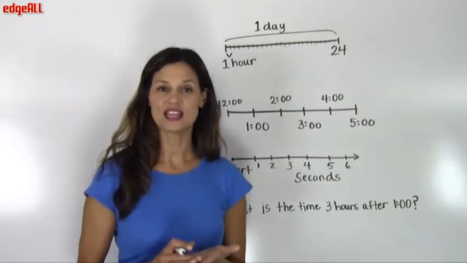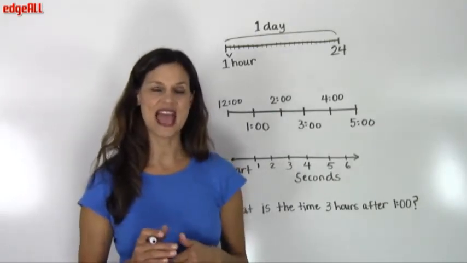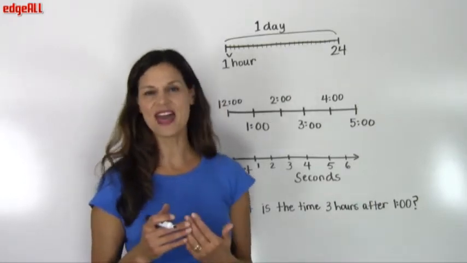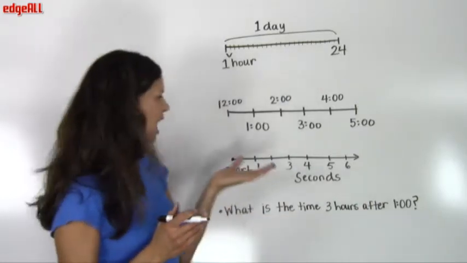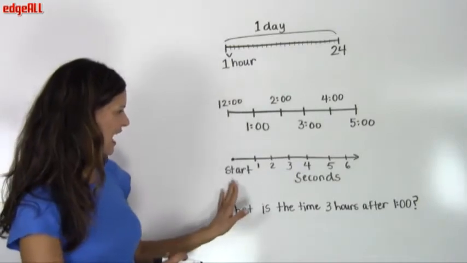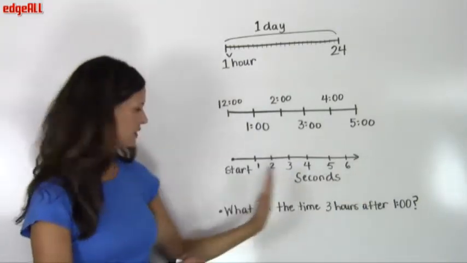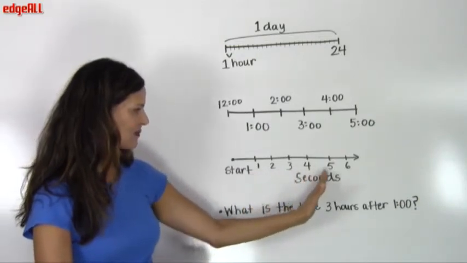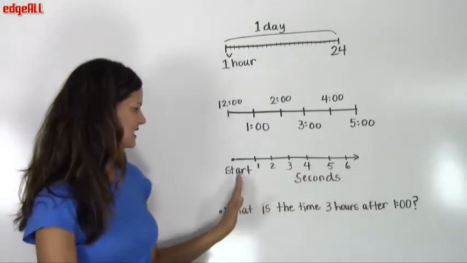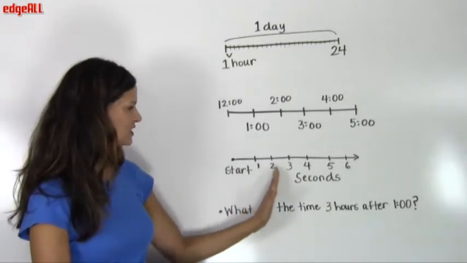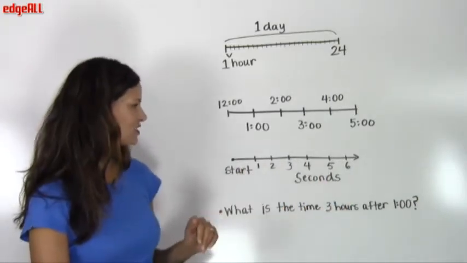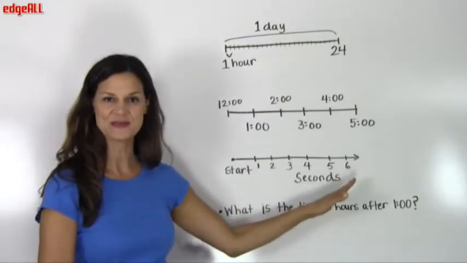We also can look at how much time has elapsed since a starting point, and we can map that on something like a ray. So here I have a ray with a starting point, and I've mapped out a certain number of seconds. So since the start, 1, 2, 3, 4, 5, 6 seconds have gone by, and we can measure our time on a ray.